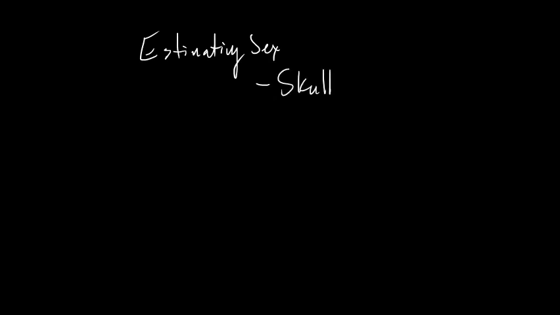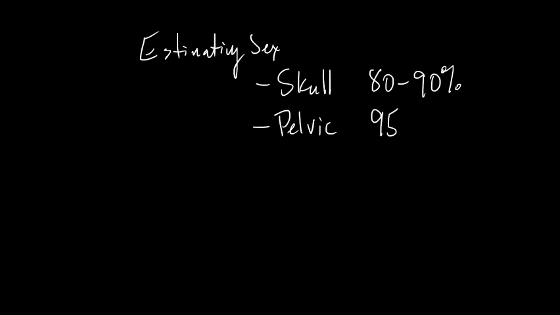Okay, so that's where I'm going to leave this brief introductory lecture on estimating sex, our introduction. Where we're going to pick up is estimating sex, and first we're going to be looking at the skull, and this is a pretty important area because it gives us about 80 to 90% accuracy. And then our final lecture in this area, we're going to be taking a look at the pelvic girdle, and that's going to give us 95 to 100% accuracy.